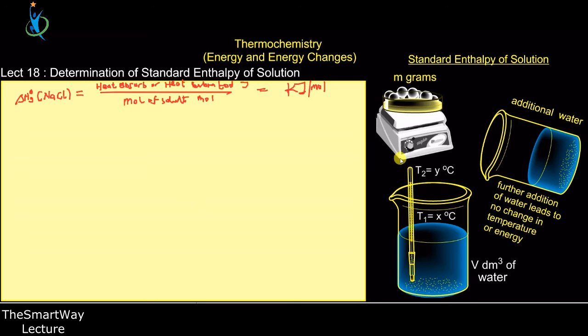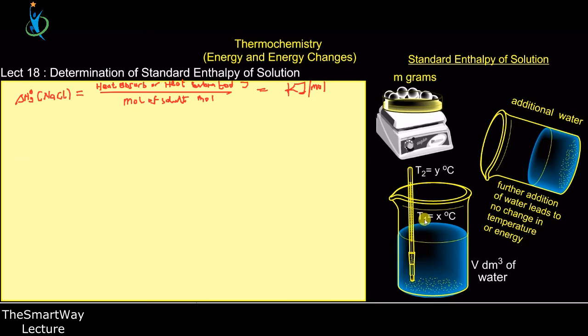So how are we going to do this experimentally? Very, very simple. These are the apparatus that you are going to use. We are going to use your chemical balance, the thermometer, and your beaker. The water and the solute are also needed. So first of all, you measure a certain volume of water in an insulated beaker, and then you take the initial temperature of the water.